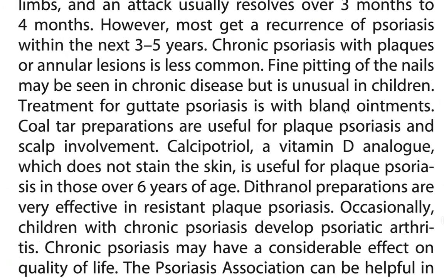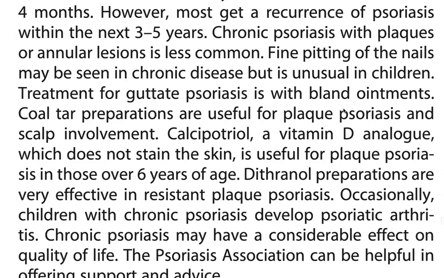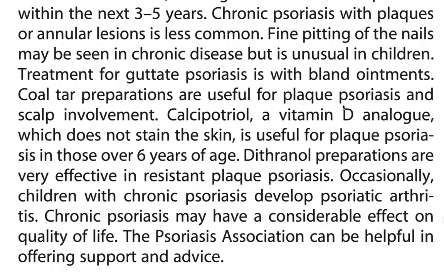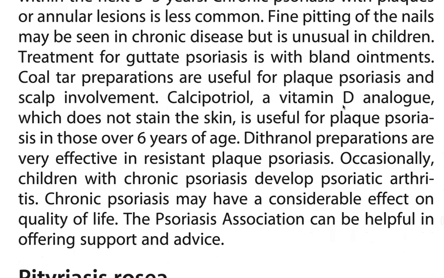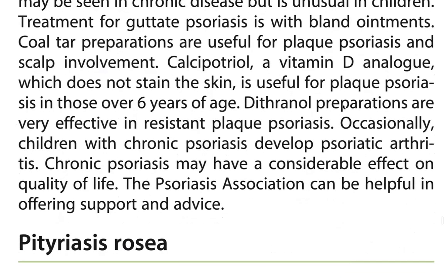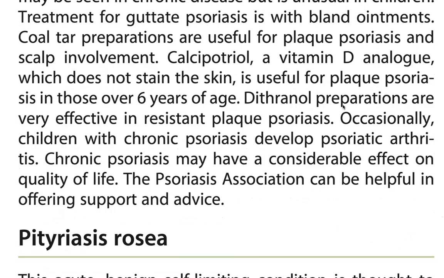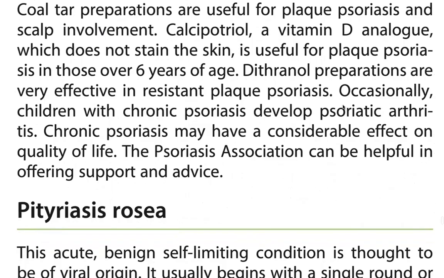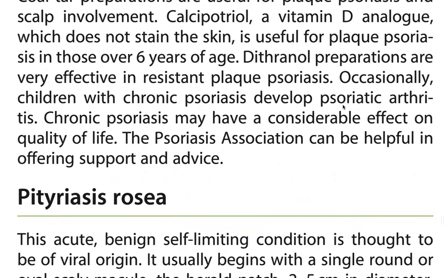Chronic psoriasis with plaques or annular lesions is less common. Fine pitting of the nails is seen in chronic disease. Treatment: guttate psoriasis is treated with bland ointments. Coal tar preparations are useful for plaque psoriasis and scalp involvement. Calcipotriol, a vitamin D analog which does not stain the skin, is useful for plaque psoriasis in those over 6 years of age.